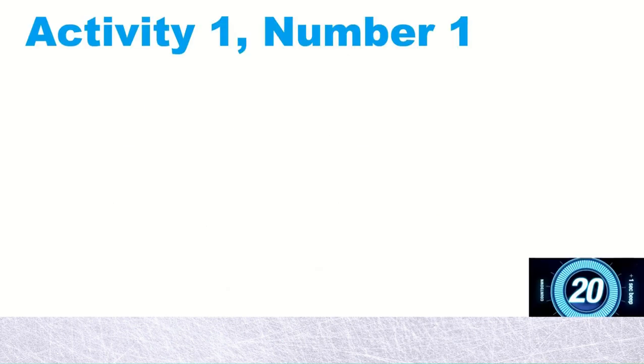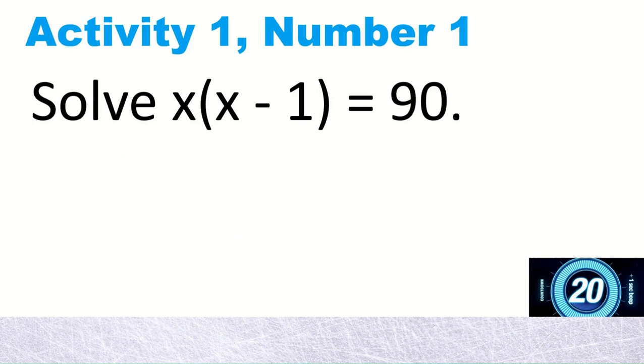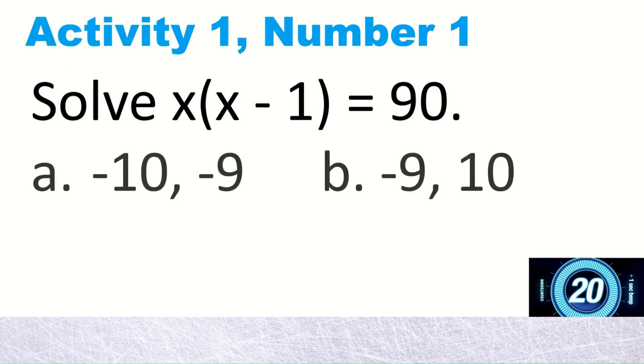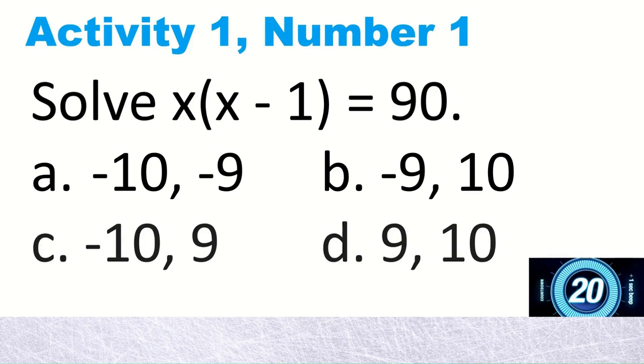May you try to answer this one, activity 1 and number 1 in your module. Solve. X times the quantity of x minus 1 equals 90. Is that A, negative 10, negative 9? Or B, negative 9, 10? C, negative 10, 9? Or D, that is 9, 10? May you try to answer?